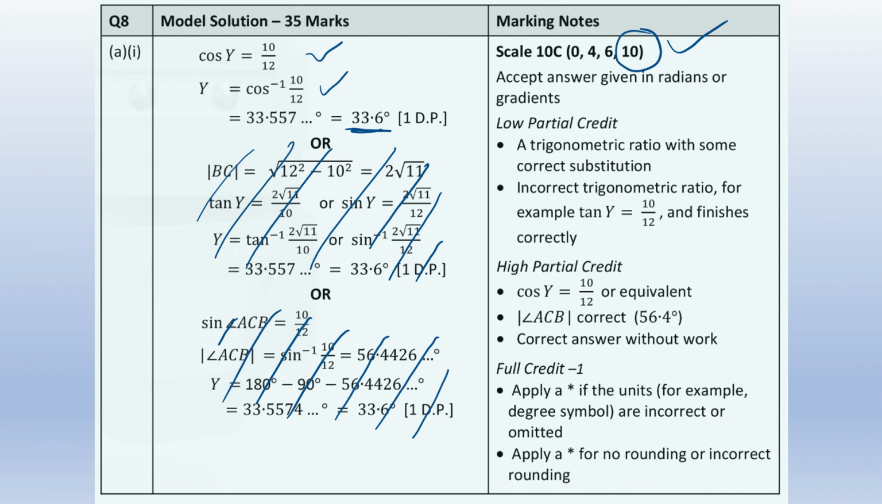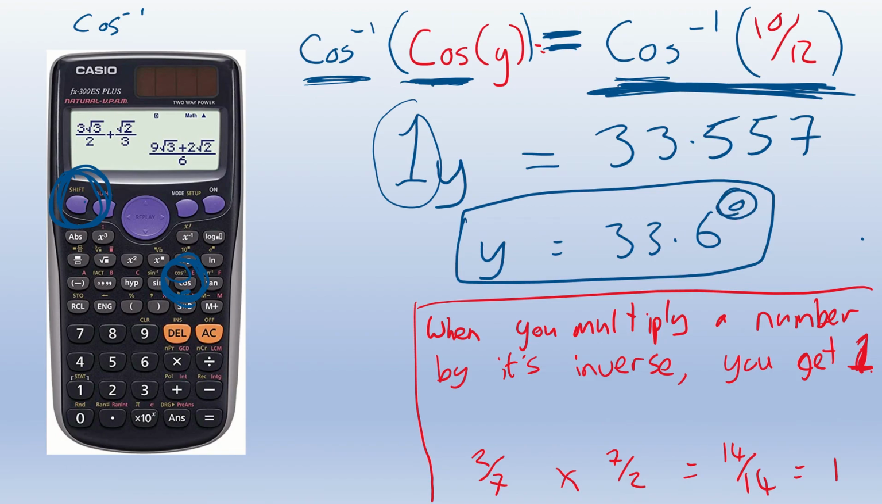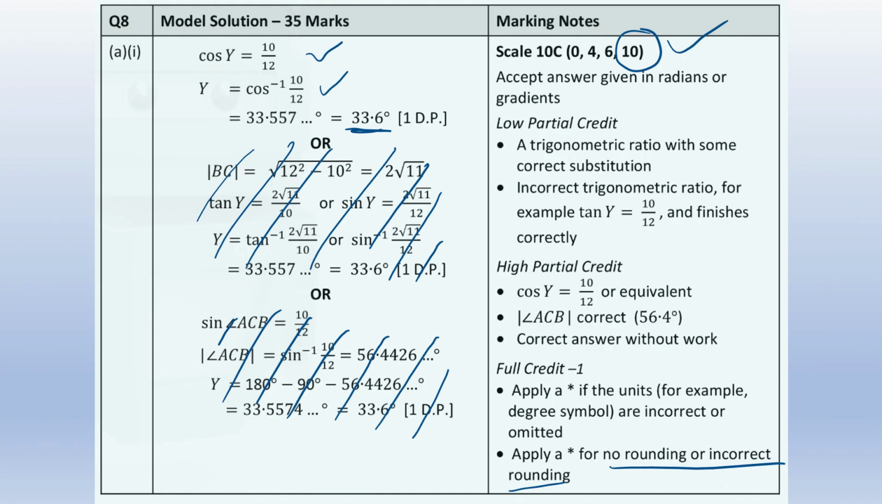We would have lost a mark if our rounding wasn't correct, or if the units are incorrect or omitted. So if we didn't put the little degrees up there, we would have lost a mark as well. So you'll notice I've put that up there. So just be careful there. That'll be an awful mark to lose.